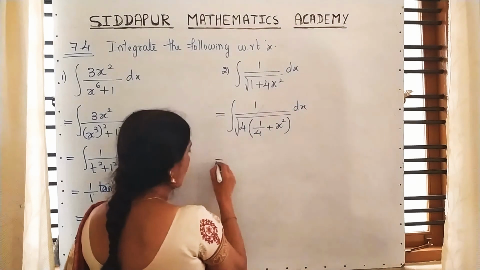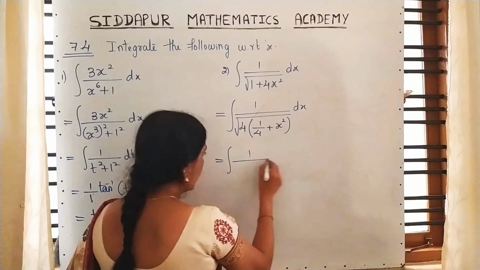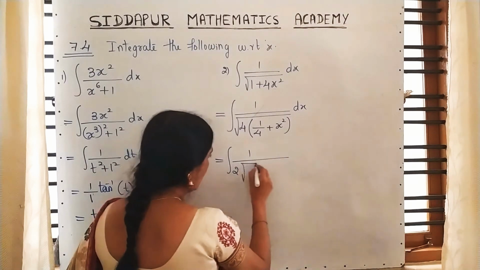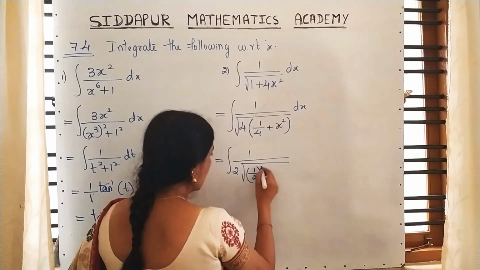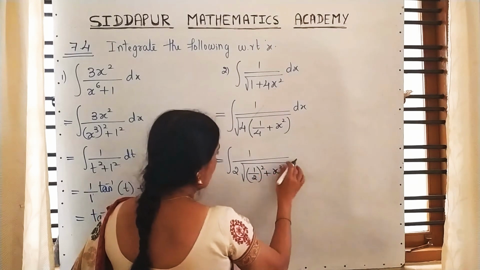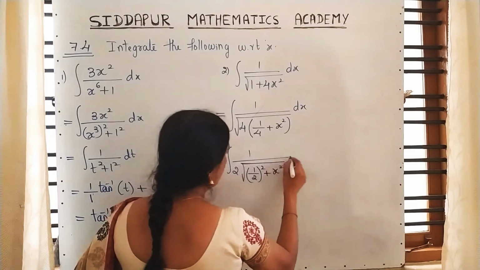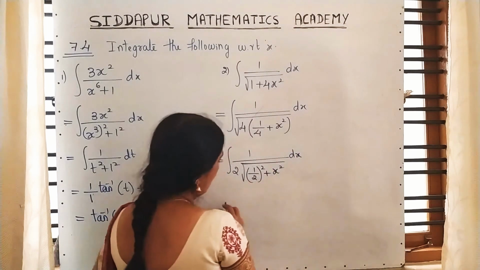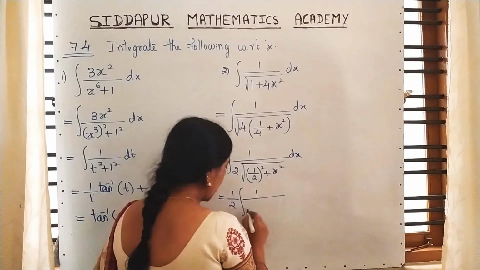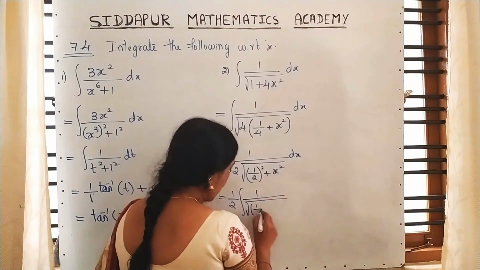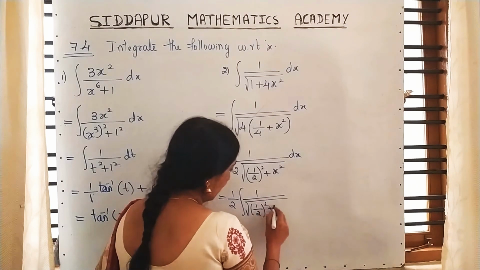What is the square root of 4? Square root of 4 is 2. And root of 1 by 4 will be written as 1 by 2 square plus x square into dx. Now 1 by 2 outside. I am not doing any substitution. I just write the problem and I will explain which method is applicable here.